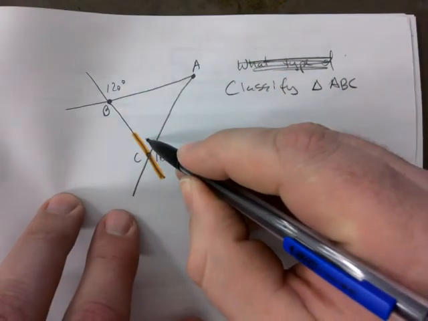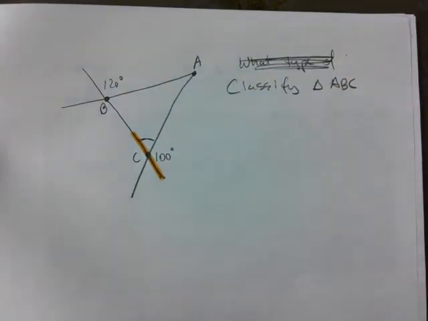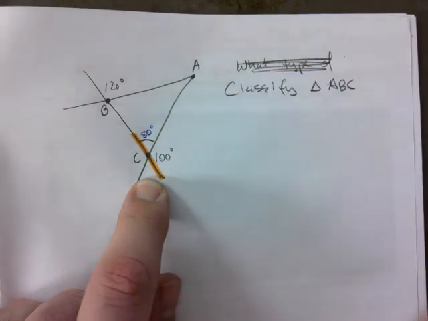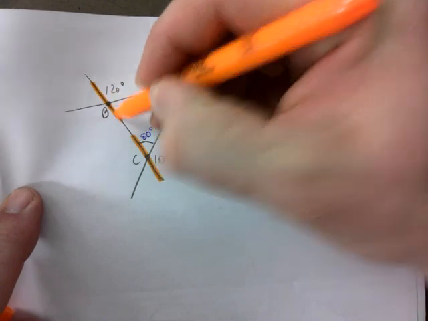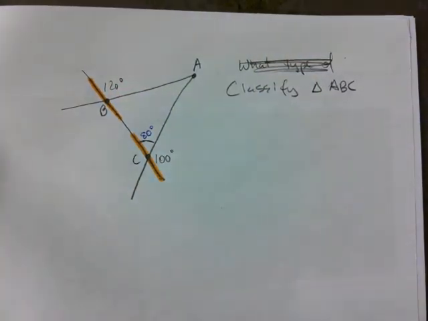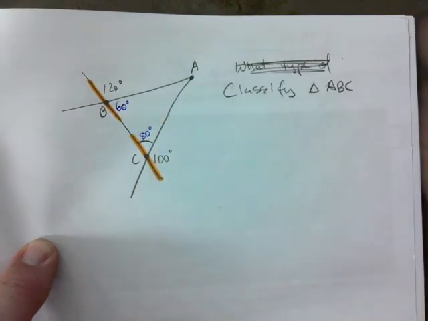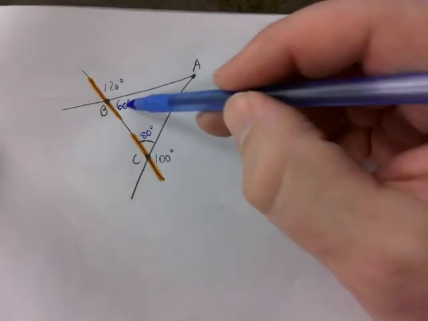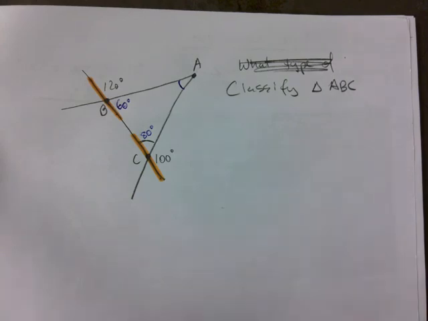So if we were to fill this in, what would that be? I lost my red pen. Anyways. If this is 100, then this must be 80. And then I'm going to focus on this one out here. There's a straight line there. If this is 120, then this must be 60, right? You have 2 out of the 3 angles. We can easily find out that one now.